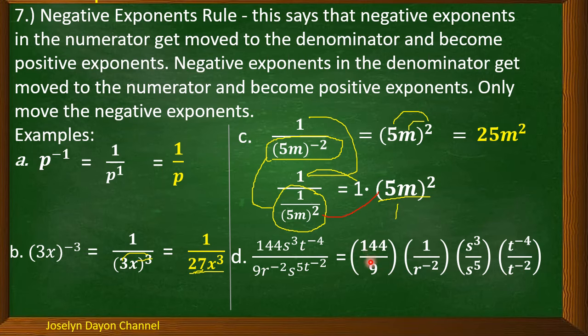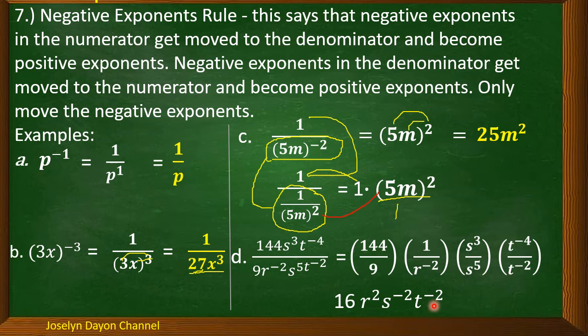Simplify. So 144 divided by 9 is equal to 16. Then 1 over r to the power of negative 2. So this will be moved to the numerator, just like the example here, letter C. So we have already here r squared in the numerator part. Then s to the power of 3, 3 minus 5 is negative 2. So we have already here s to the power of negative 2. Next, t to the power of negative 4. Negative 4 minus negative 2 is negative 2.